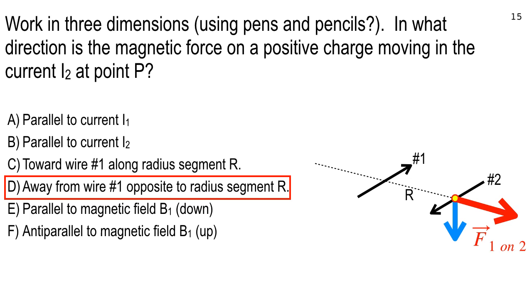Thumb is out here. Right hand is in the direction of I2. That's where the velocity of the charges is. But my magnetic field is downward. I'm curling my fingers around to it, and so my thumb is now pointing out towards you guys. That's the red arrow.